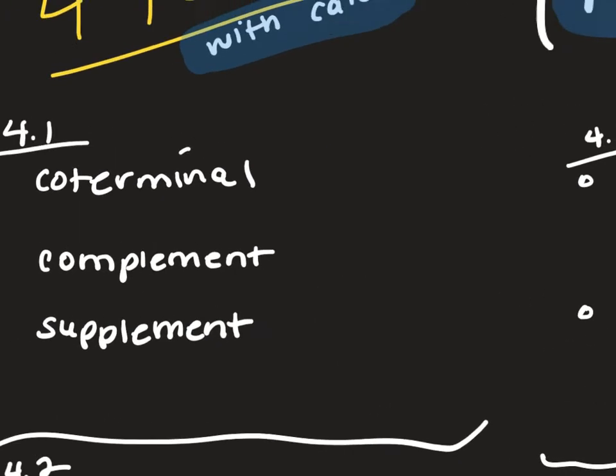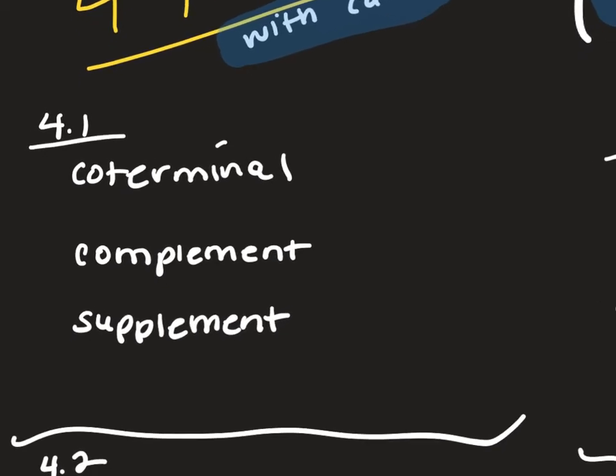So in 4-1, the only 3 things that are on tomorrow's part are the coterminals, the complement, and the supplement. The coterminal, remember that if it's in degrees, we add and subtract 360. If it's in radians, we add and subtract 2 pi. It's going to ask you for positive, negative. If it's positive, it's got to be positive. If it's negative, it's got to be negative.